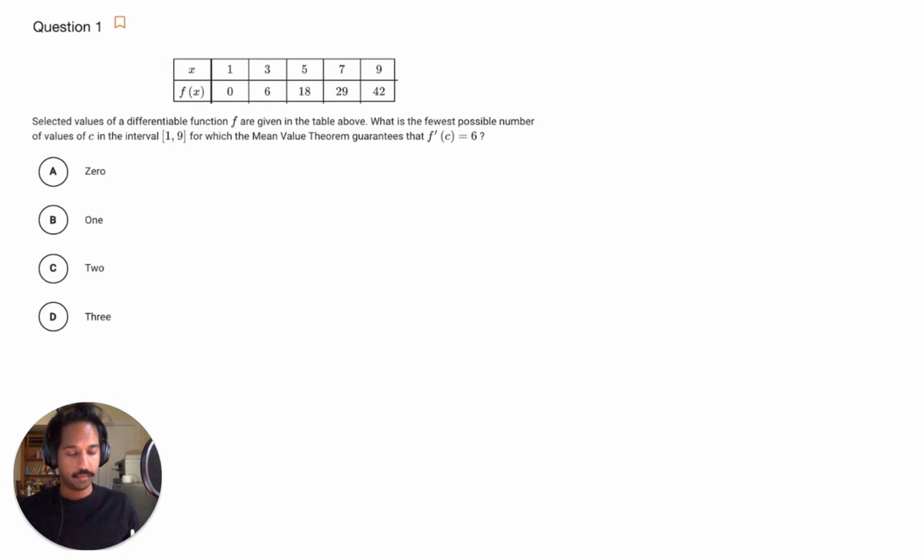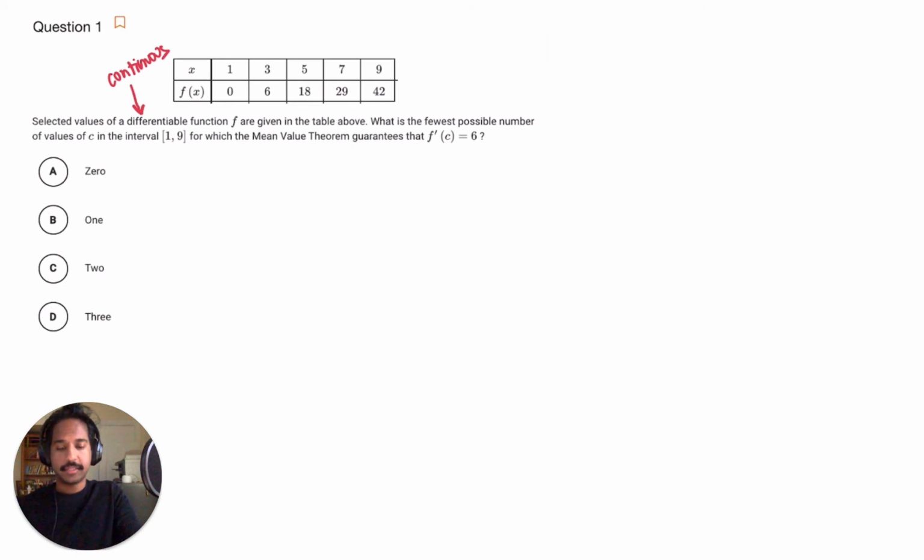The first thing is that we need to see, well, can we even use the mean value theorem? I know the answer is yes, because this function is differentiable. Since the function is differentiable, it also means that it's continuous. And since both of those are true, we can use the mean value theorem. To remind us, what is the mean value theorem?